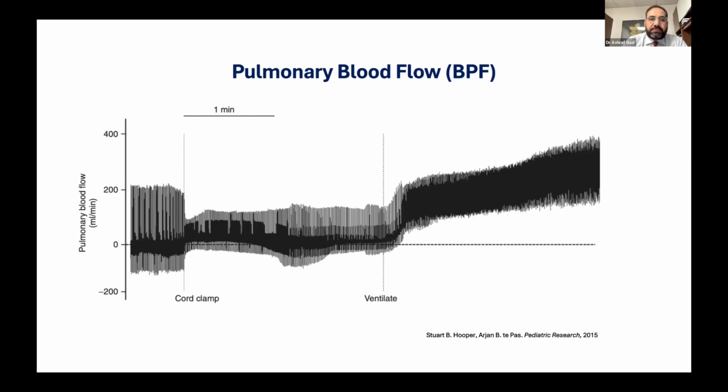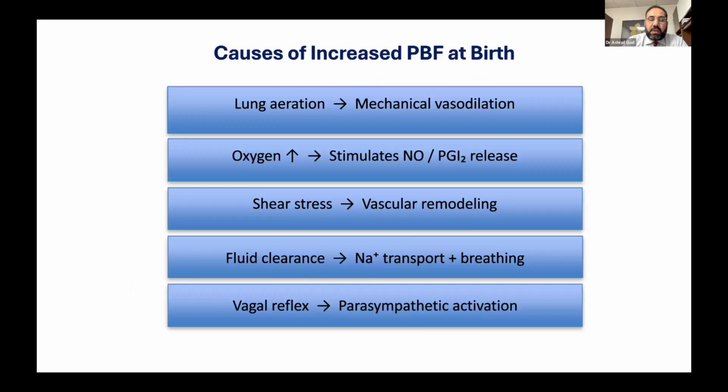As you see on this graph, the fascinating work done by Dr. Hooper and group, the pulmonary blood flow increased exponentially, at least 10-fold from its baseline oscillations during fetal life. We have to work on that, and I think we all recognize this part of transition, and a great deal of understanding this will help us improve our outcomes and our babies' health in the intensive care unit.